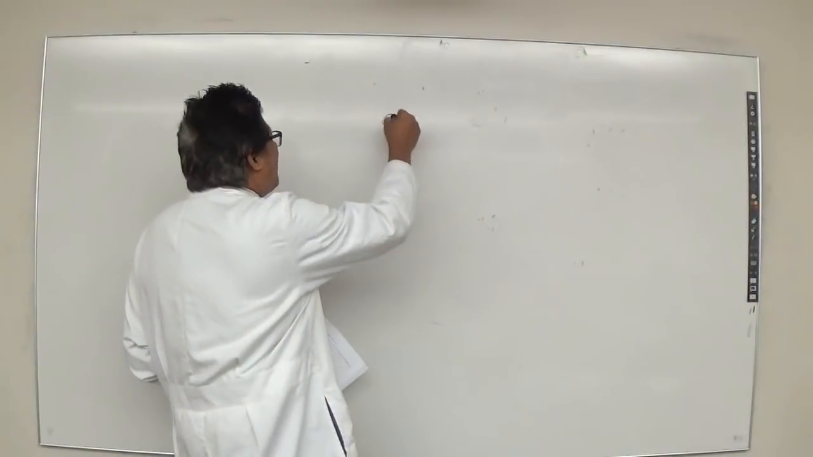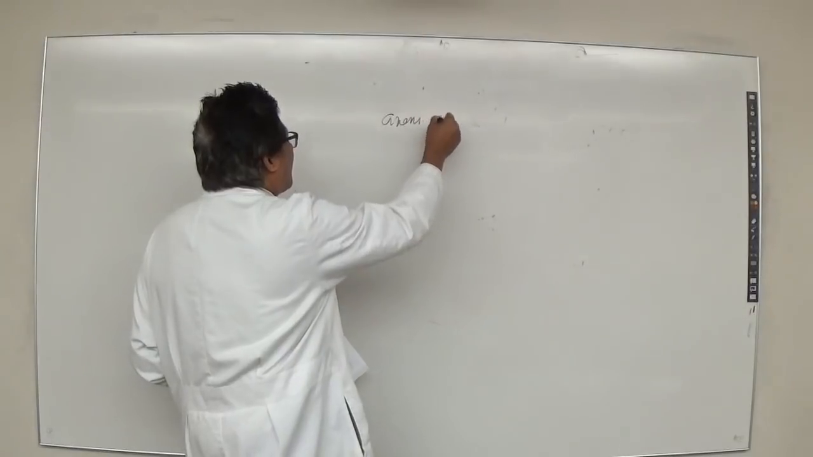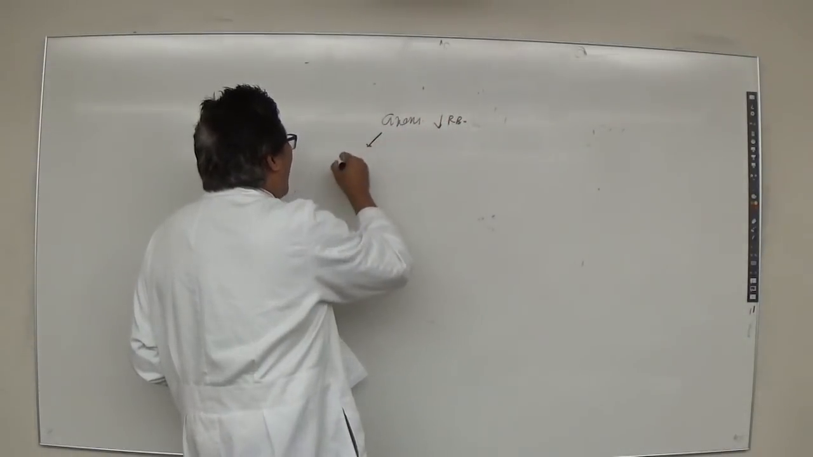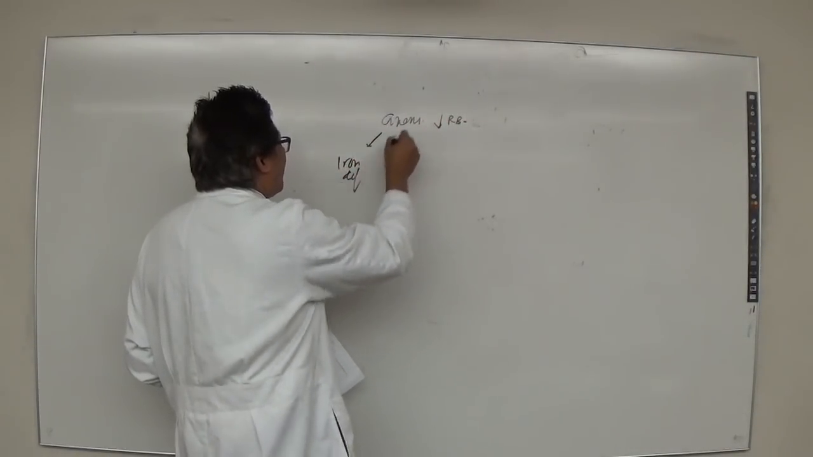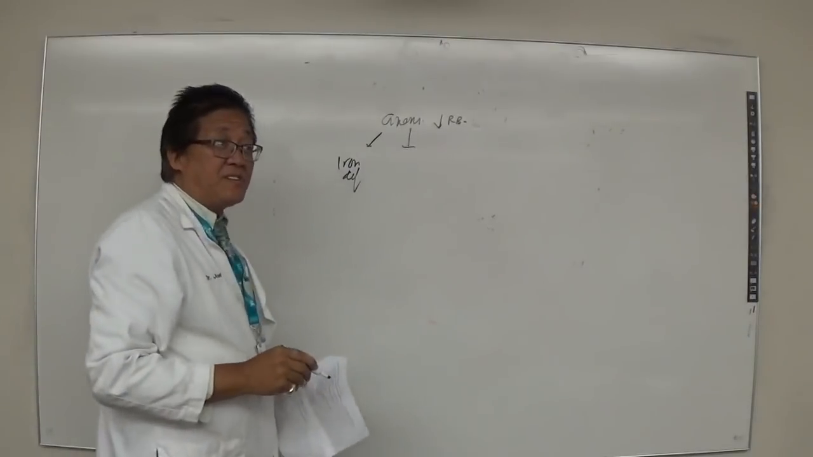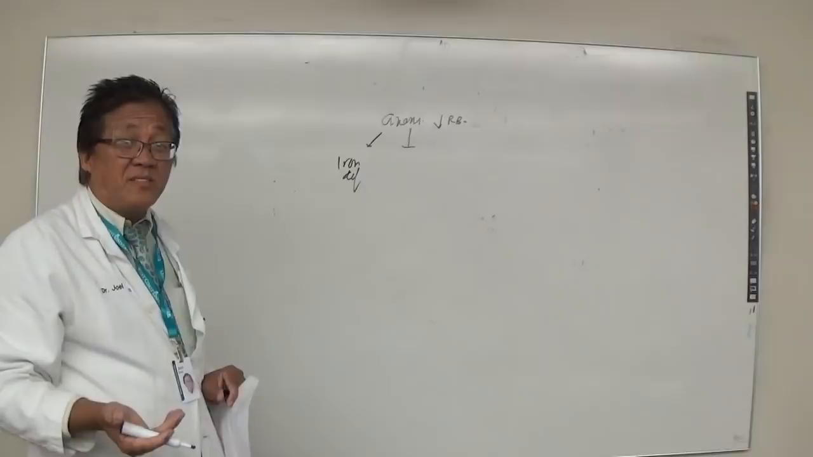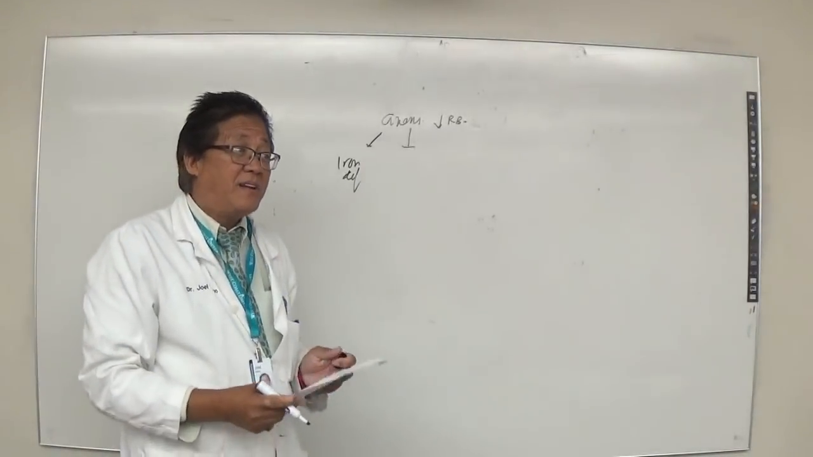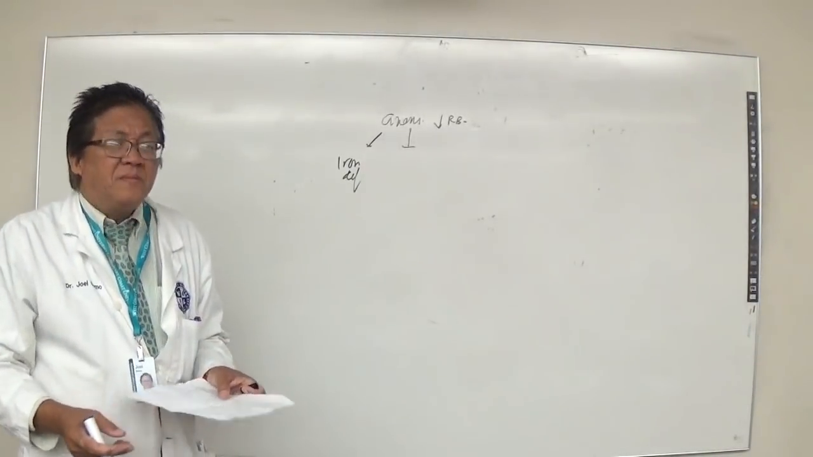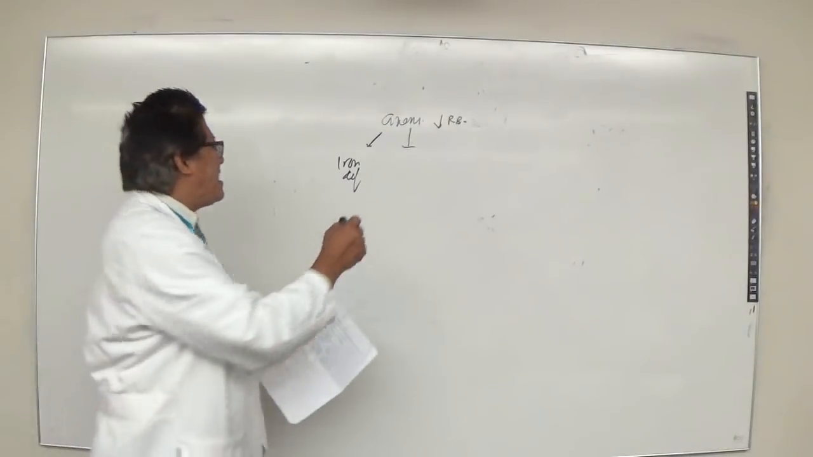So in the word anemia, decreased red blood cell count, you have iron deficiency. Yes, iron deficiency means you lack iron. You give iron supplements in the form of ferrous sulfate, right? Okay. What else? People with chronic kidney disease.